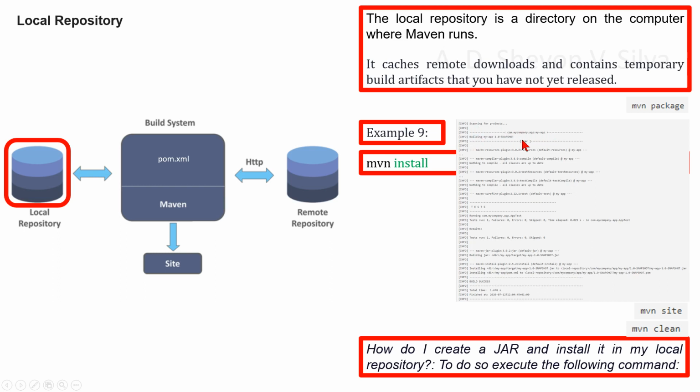So, scanning project here. Nothing to compile, all classes are up to date here. Here the tests running, com.mycampaign.app test here. Here the results, with the building jar, and here build success.